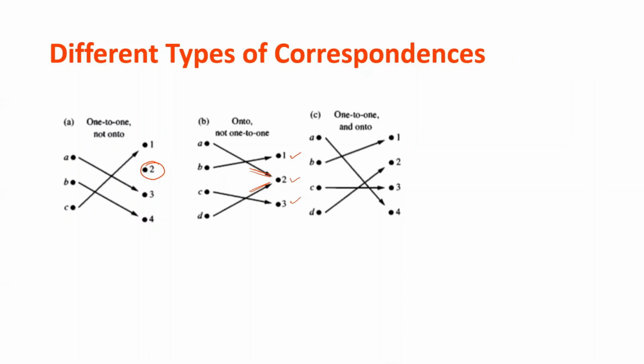Next is one-to-one and onto. Here all elements of the domain are mapped with different values. Okay, and all values here, 1, 2, 3, 4, are mapped with some element of the domain. So here both conditions are satisfied, one-to-one and onto. So this is one-to-one and onto.